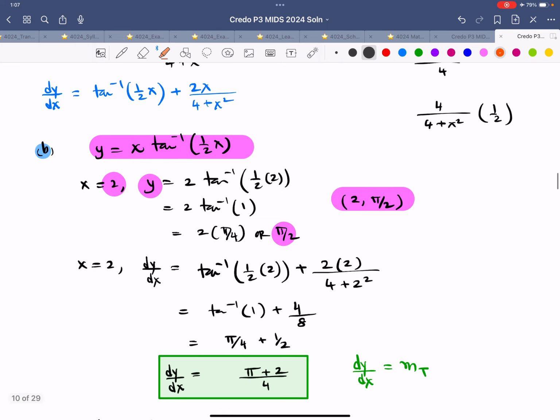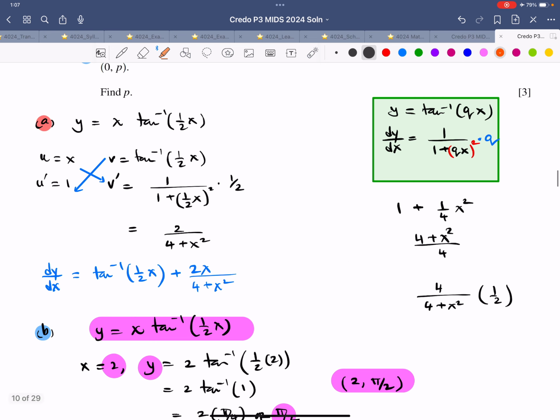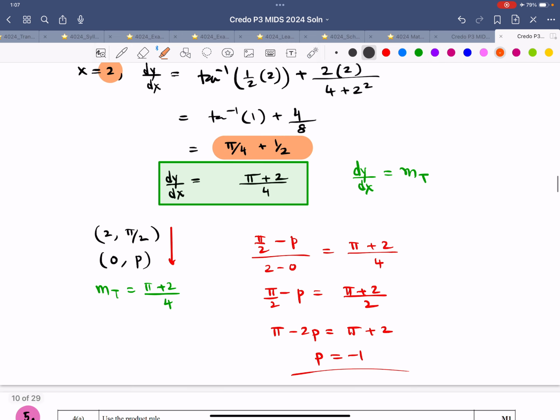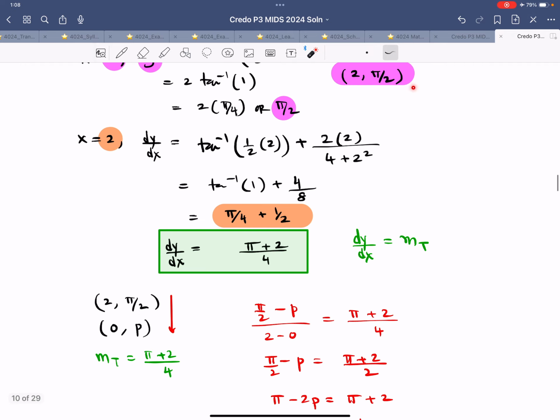Similarly, this is x is equal to 2. I plug in dy by dx. This is the gradient that I get. We know that the gradient of the tangent is dy by dx. That is after taking out the LCM. And this is 1.2, pi by 2. The tangent is passing through this.